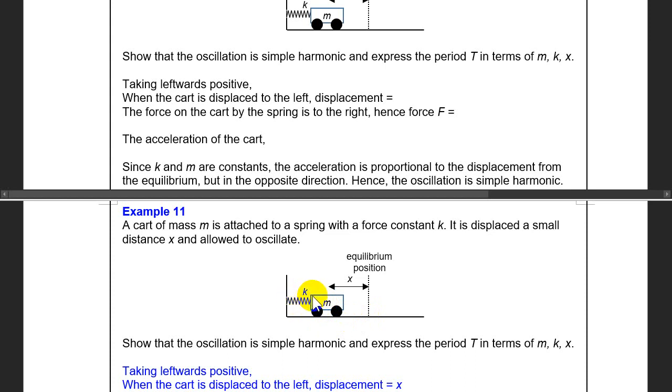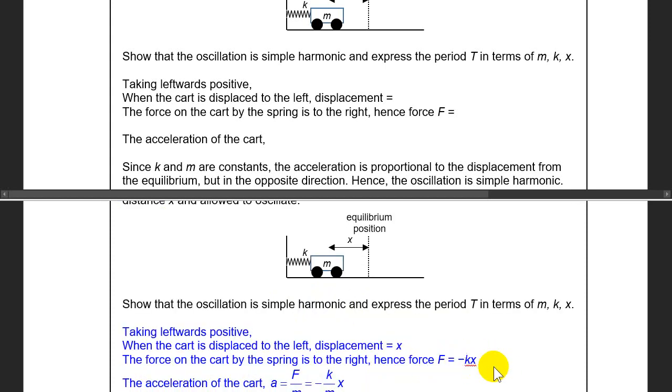But this spring being compressed will tend to push out the cart, so the force by the spring is going to be towards the right. We know that this force is the spring force. We assume the spring obeys Hooke's law, so the spring force magnitude will be kx. Because the direction of the force is to the right, and we have taken left as positive, the spring force in this case will be minus kx. We are following the sign convention.